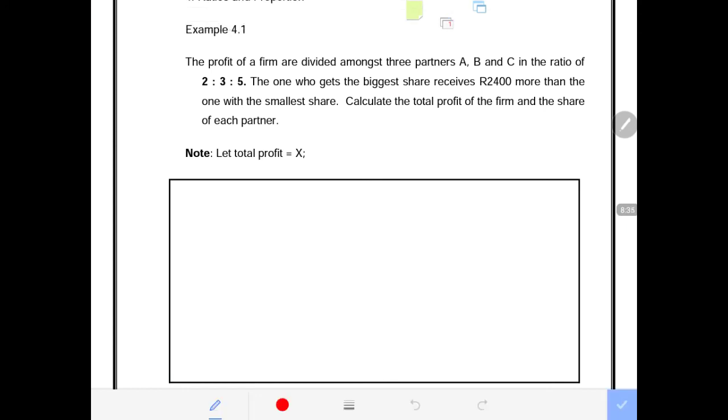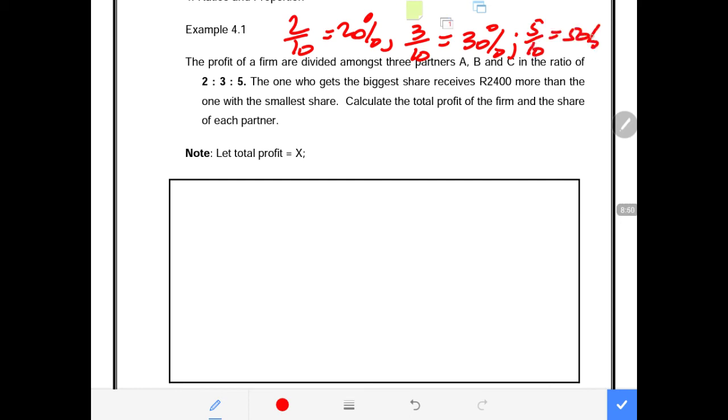Now I want to express the same question also in percentages. Remember we said that 2/10 is equal to 20%, obviously after you multiply it by 100. And again 3/10 equals 30%. And lastly 5/10 is equal to 50%.